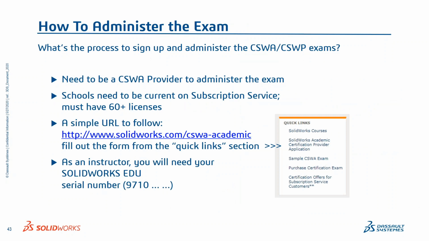And if you're interested in administering the exam, for our educators on the call, the process is you first need to be a CSWA provider to administer the exam. Some of the requirements are that your school needs to be on current subscription and must have the minimum license counts for your geo. Most geos are a minimum of 60. And a simple URL to follow to learn more about administering the exam, just go to solidworks.com/CSWA-academic and look for the quick links on the side of the website to apply and learn more. And as an instructor, you will need your SOLIDWORKS EDU serial number that starts in 9710.